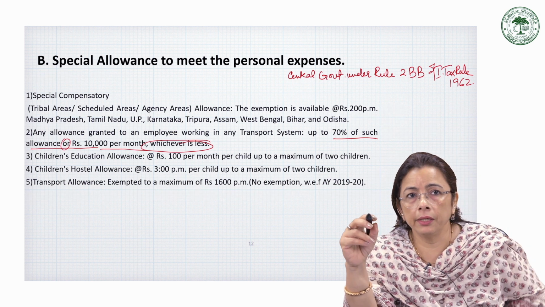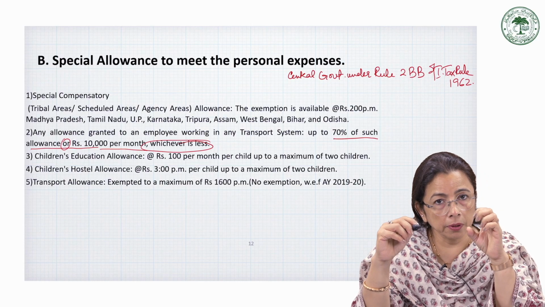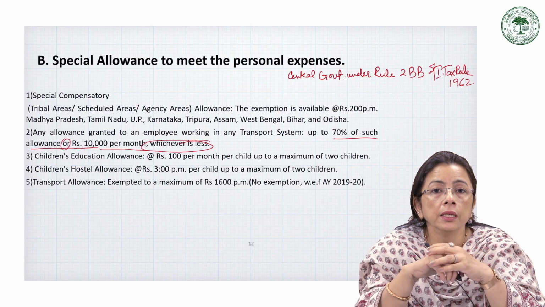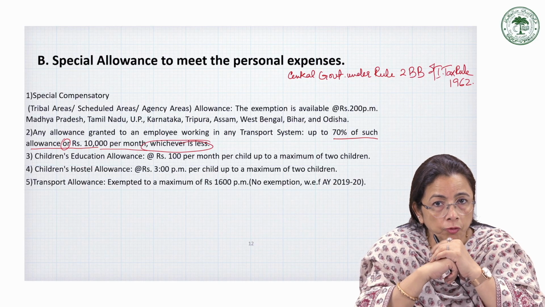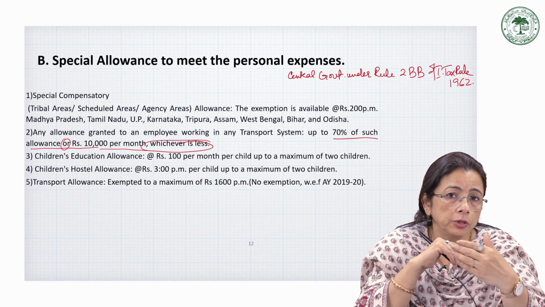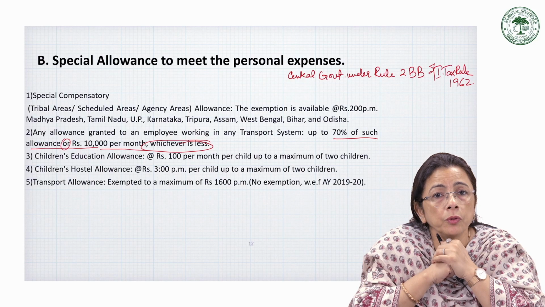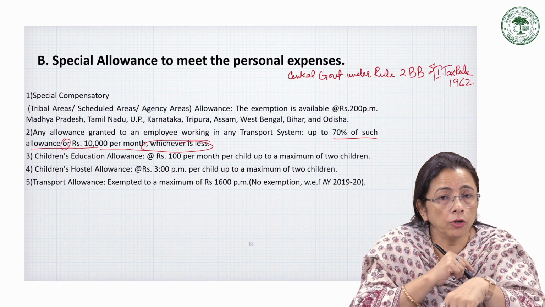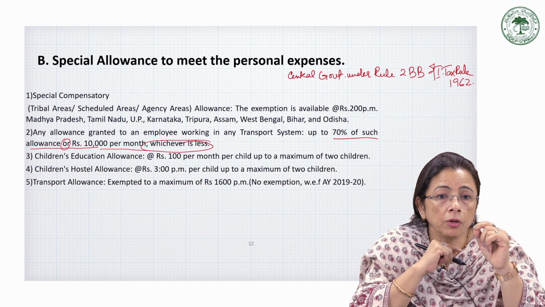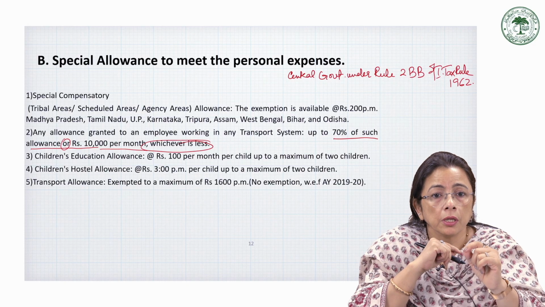For example, anyone, and it is limited to 2 kids only, and the amount of exemption allowed is 100 rupees per month per child, up to a maximum of 2 children, and the most elder ones. If anyone has 3 kids, then the exemption will be provided only for the first 2 children and not the third one. And this exemption is allowed in order to promote or encourage people to send their children to schools for schooling purposes.